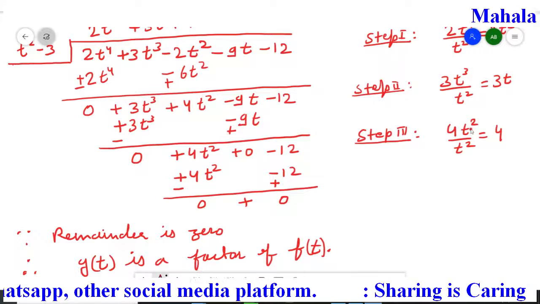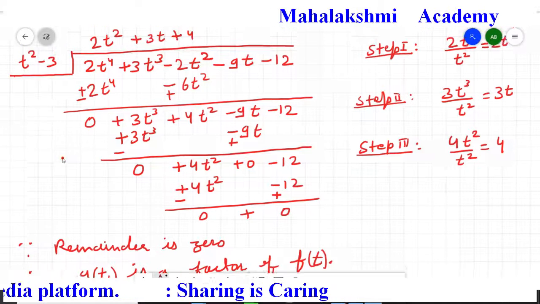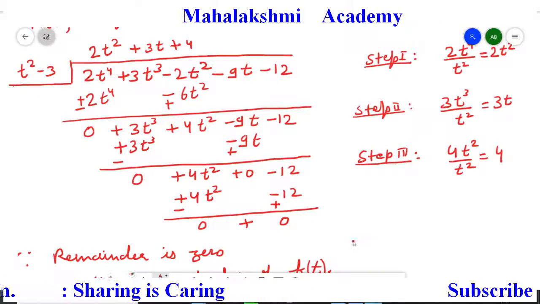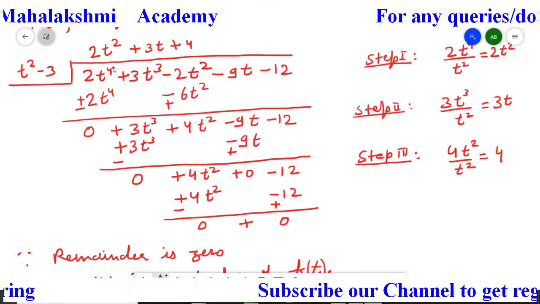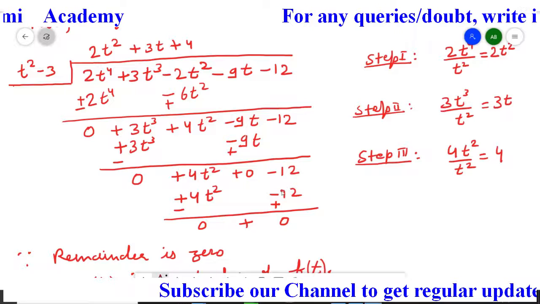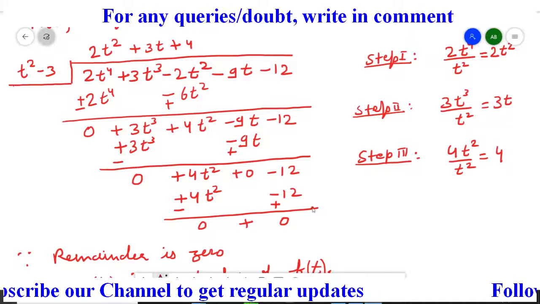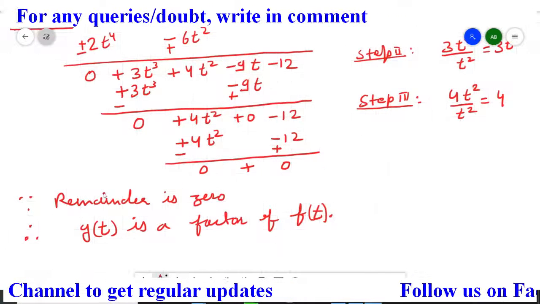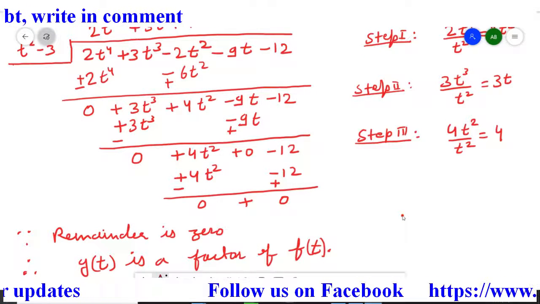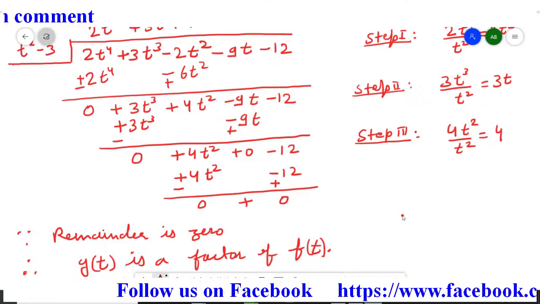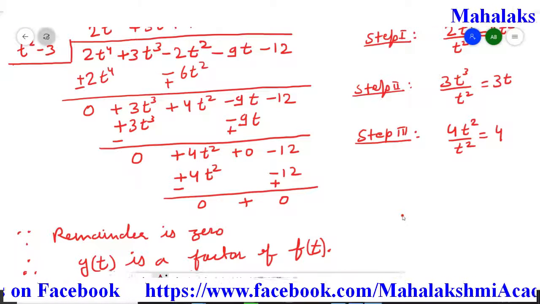Now to find out the quotient in the third step, the first term is 4t square and here the first term is t square. We'll divide them, we'll get 4 as the answer. So plus 4 I wrote here. So plus 4 will multiply by both, that will give us this product, that is 4t square and minus 12. Subtract them. So again we got remainder as 0. Now since the remainder is 0, that's why g(t) is a factor of f(t). So like this we have completed the 2 parts from question number second.